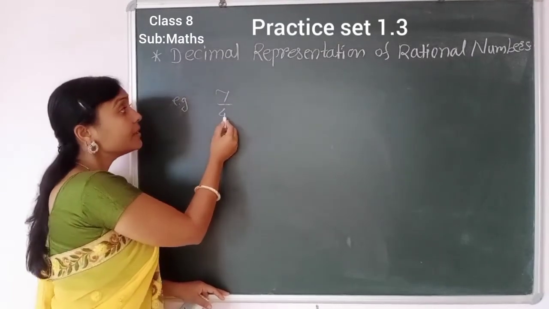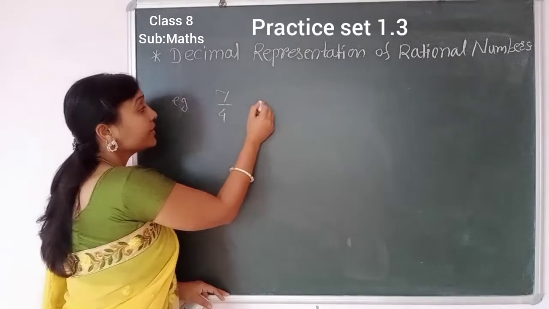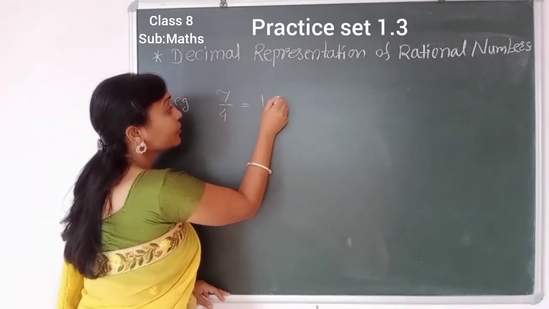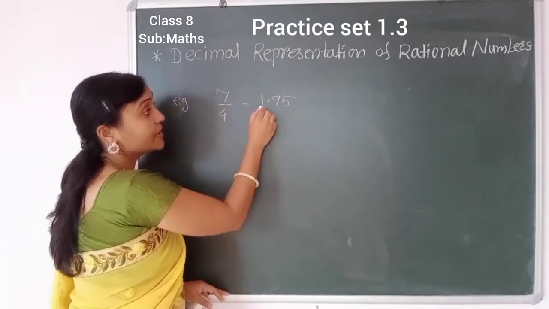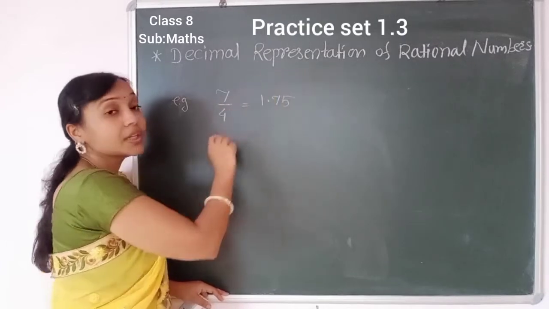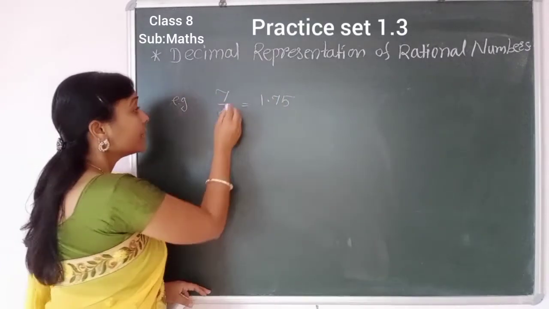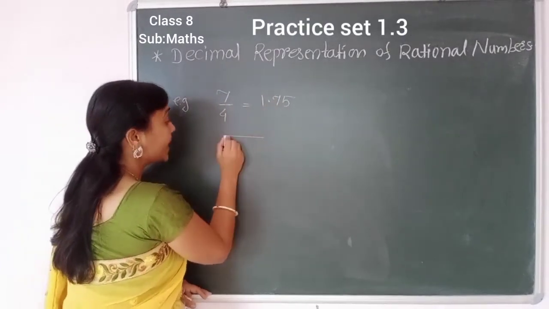If we divide 7 by 4, then we get the answer 1.75. This is the decimal representation of this rational number. How does it come? By this division.